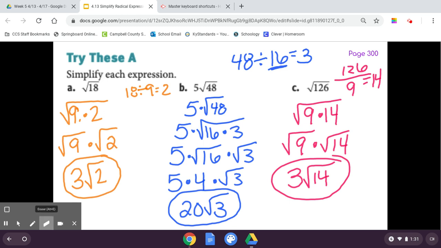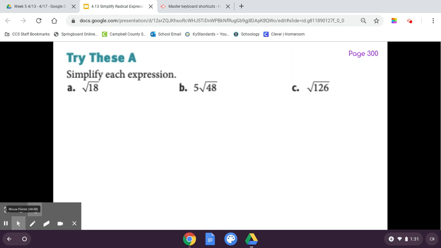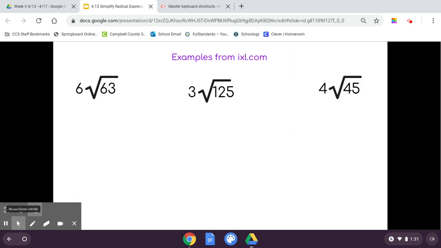All right. So let's go ahead and move on to a couple more examples. This is not in your Springboard book. This is just some extra examples. So you're going to need to make sure that you do these in your notebook. These are examples I saw when I was doing some problems in IXL.